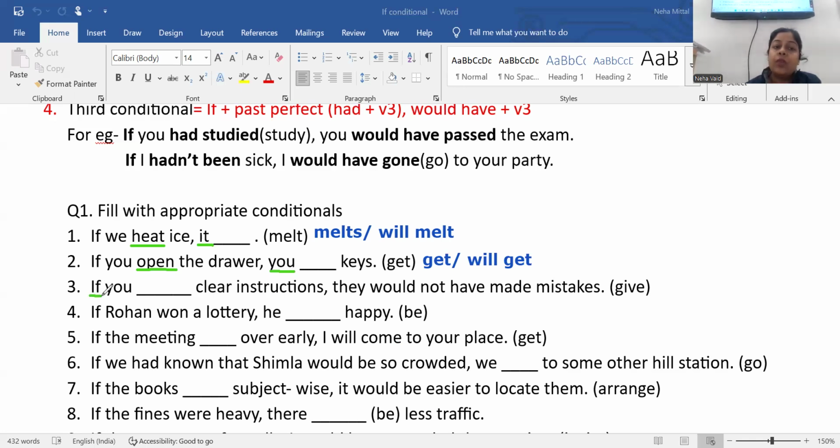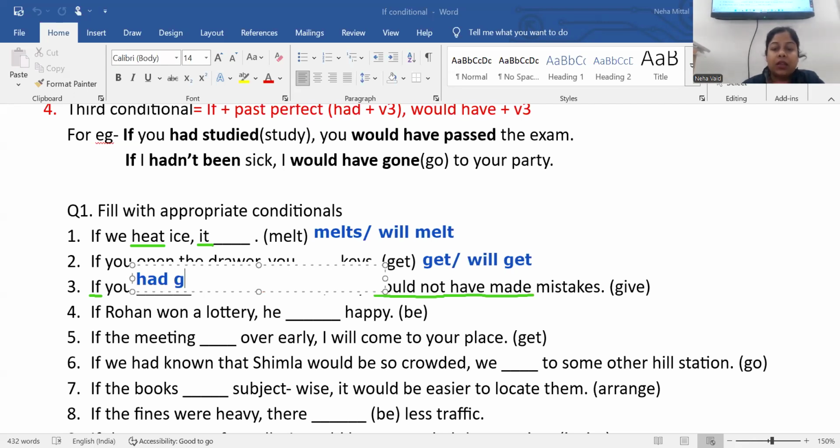Now here, if plus blank, there's a blank. So we need to understand what is given. Here we are given would not have V3. So the formula is if plus past perfect. So you need to fill the past perfect, if you had given. So if you had given clear instructions, they would not have made mistakes. This is the way you do the conditionals questions. Any doubt you may ask. Just a second.